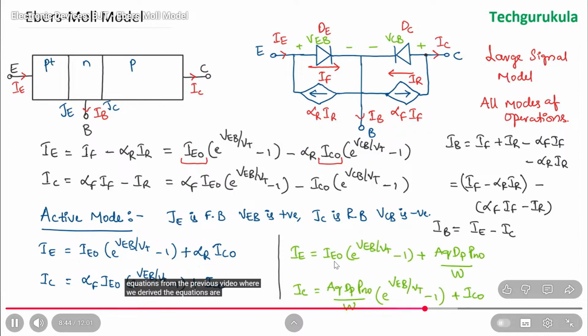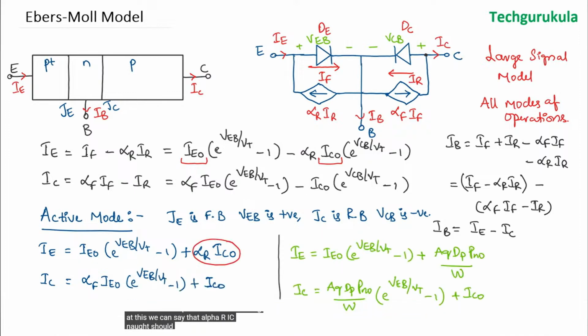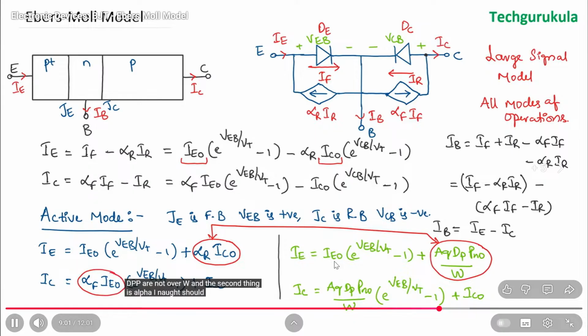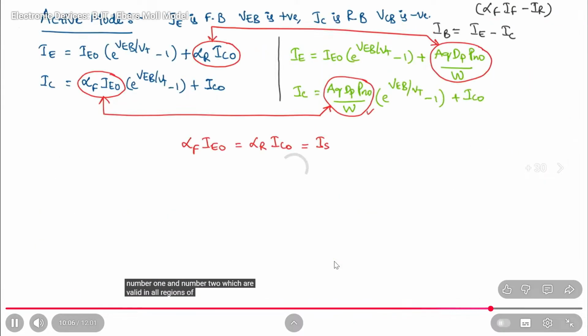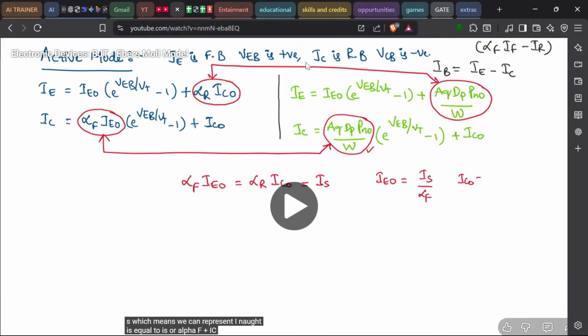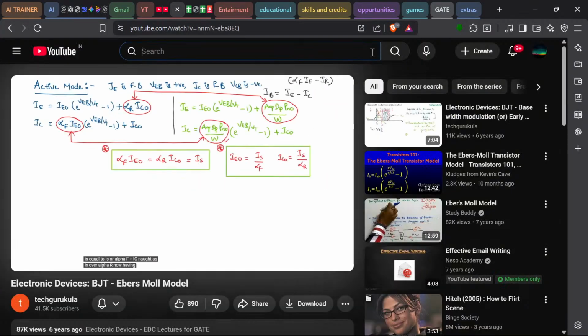The equations are, now looking at this, we can say that alpha R IC naught should be equal to alpha F IE naught. We can represent IE naught is equal to IS over alpha F and IC naught as IS over alpha R. Now having known these expressions, now let's rewrite the equations that we had.